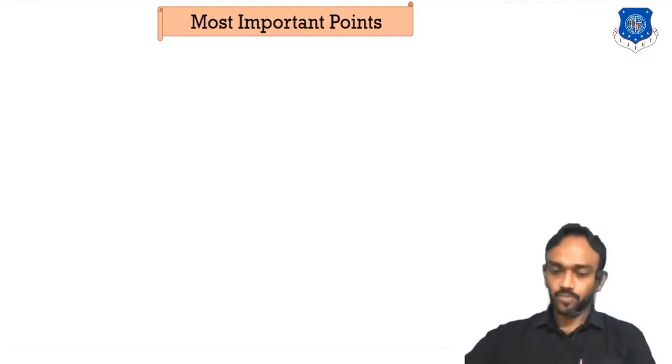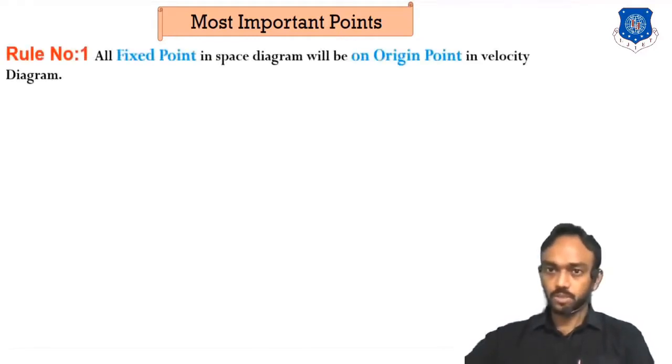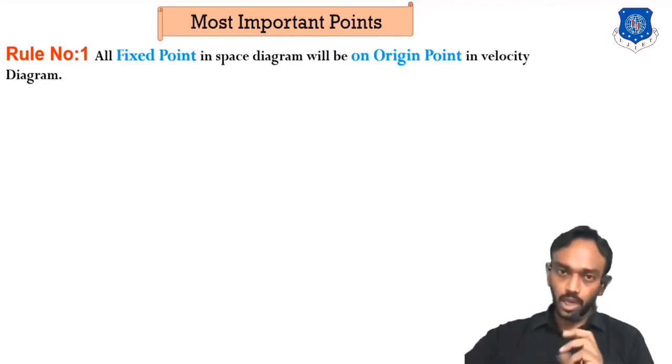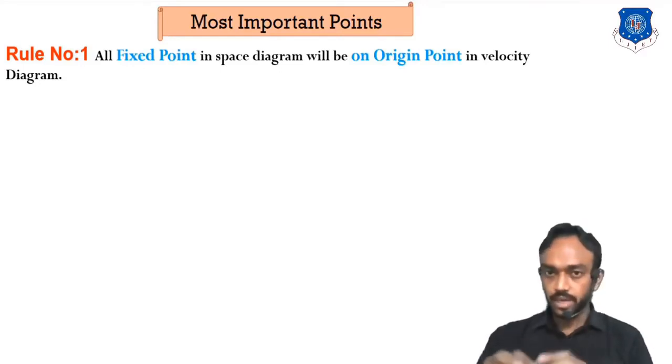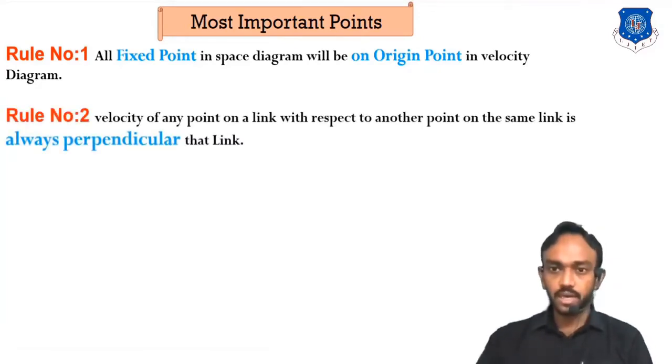Okay, so you know that first of all, first rule is that all fixed points will be at origin. So in a mechanism, whatever the number of points you see which are fixed will be at the same point, the origin point, in a velocity diagram. Second is the velocity of any point on a link will be perpendicular to the link.